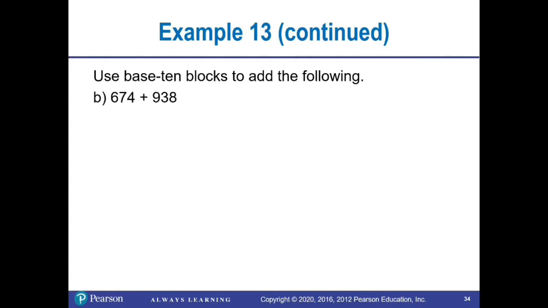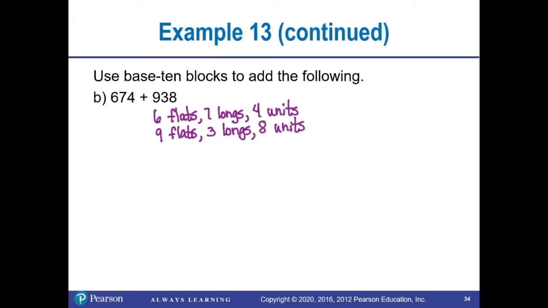Next, we're going to add 674 and 938. Well, 674 would be 6 flats, 7 longs, and 4 units. 938 is 9 flats, 3 longs, and 8 units. When I add, I get 15 flats, 10 longs, and 12 units.